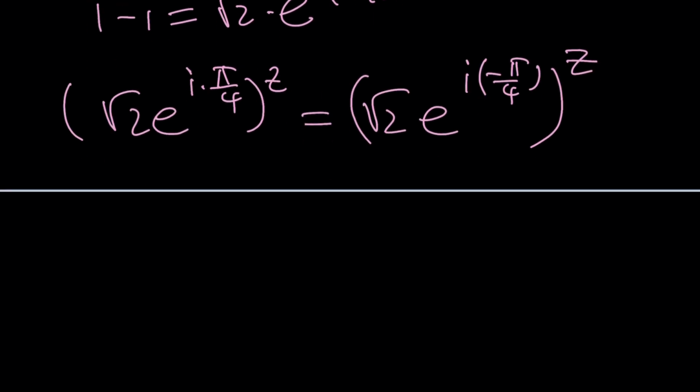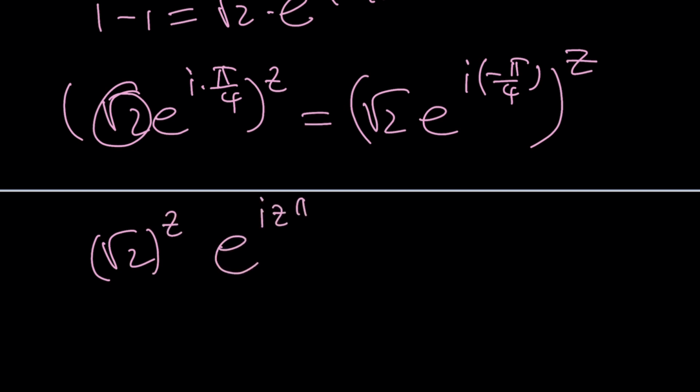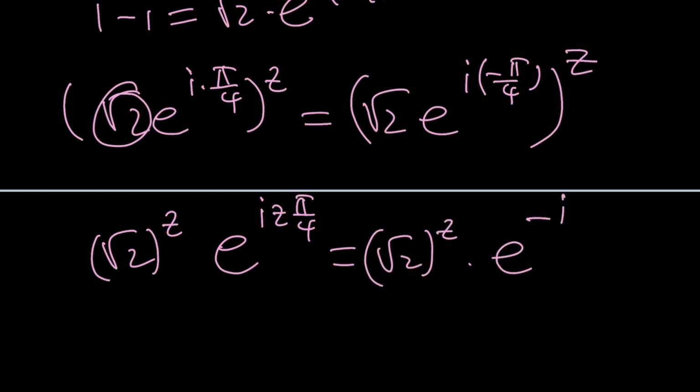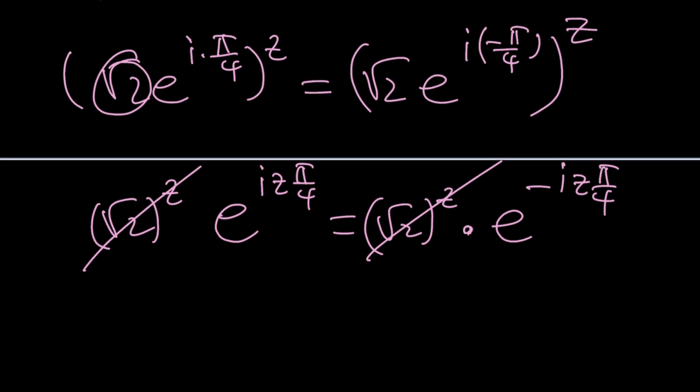And from here, you can immediately see that I'm going to have root 2 to the power z and e to the power i z pi over 4. And then this one is going to give me root 2 to the power z e to the power negative i z pi over 4, right? Something like that. These two are going to cancel out, given that they're not 0. They're never 0, right? And then we're going to proceed with this.